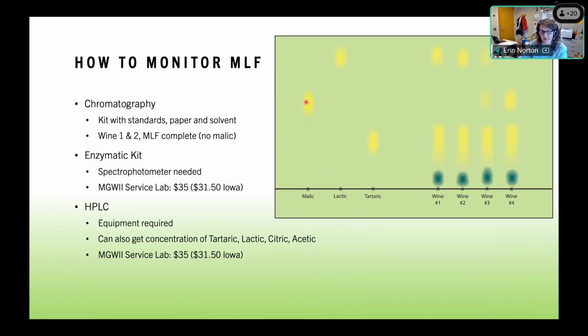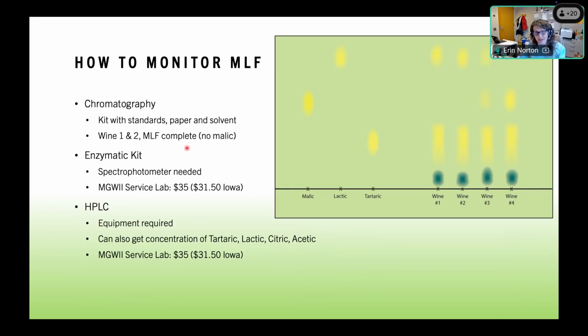You would have your standards, and they all come with a kit. You buy a kit from somewhere like Presque Isle Wine Cellars or WinePro or Vintner's Vault. Everything comes with it: the paper, the container, the standards. So you dot your standards here. This is where malic acid's going to come out, then lactic acid, tartaric acid. And then you dot your samples. This winemaker has 4 samples they're trying.